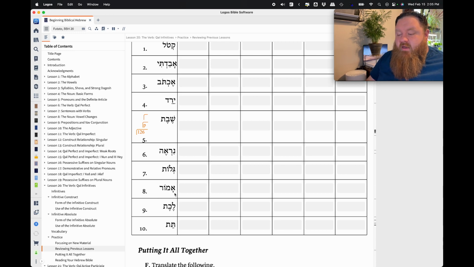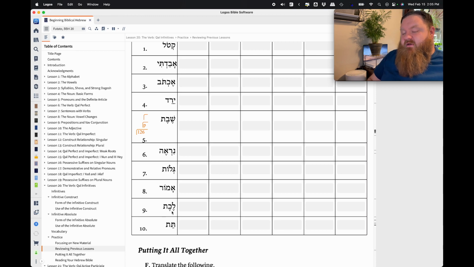Number 8, amor. I've got the kametz in R1, which is what I would expect to see in a Qal Perfect, but I don't have the patach, and I've got too many letters here. So this is actually going to be the infinitive absolute, indicated by the holem vav over here. All right, amor. Amor is from amar. Amar is "he said." So amor, in the infinitive construct, would be "to say," but the infinitive absolute is actually just going to intensify another conjugation of amar. I guess it would depend on what the other verb in the sentence is. But it's from amar, and it is the Qal Infinitive absolute.